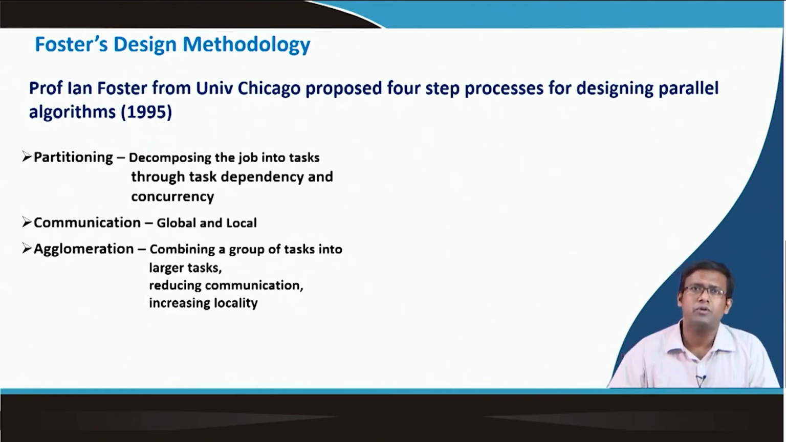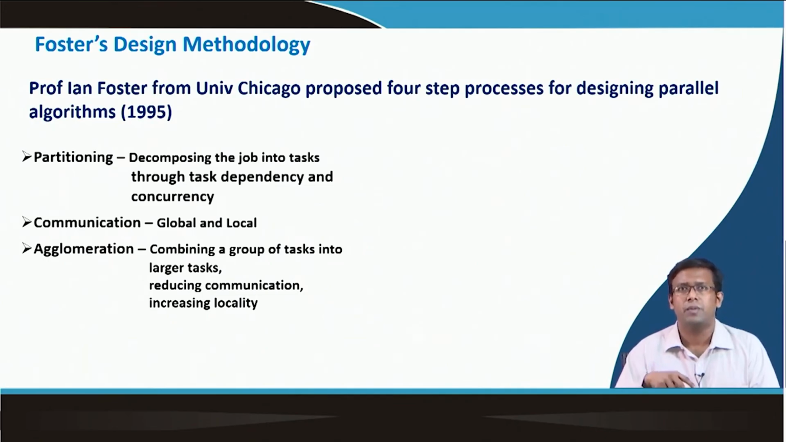So, the next step will be agglomeration, that is combining a group of tasks into larger tasks. So, a few tasks will be taken and combined into a larger task. In between these tasks, all the local communications do not need to go through the network switch. Therefore, the communication overhead will be reduced here. The overall communication in terms of network switched communication is reduced, because locality of data has been increased within a processor.